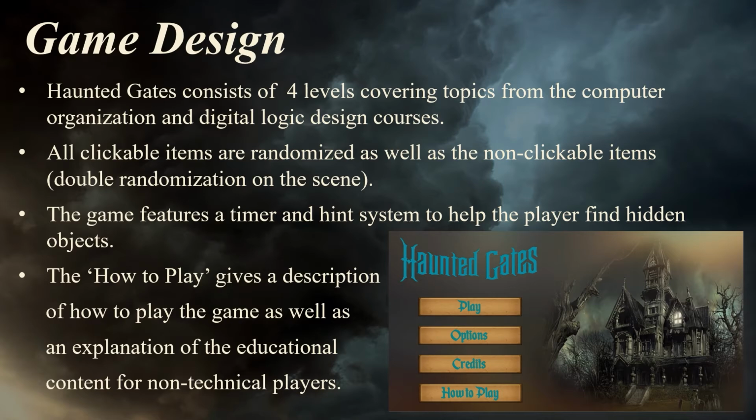Haunted Gates, as mentioned earlier, consists of 4 levels covering topics from computer organization and digital logic design courses. All clickable items are randomized as well as non-clickable items, so we have double randomization on the scene. The game features a timer and a hint system to help the player find the hidden objects. There is a how to play that provides a description on how to play the game as well as an explanation of the educational content for non-technical players.